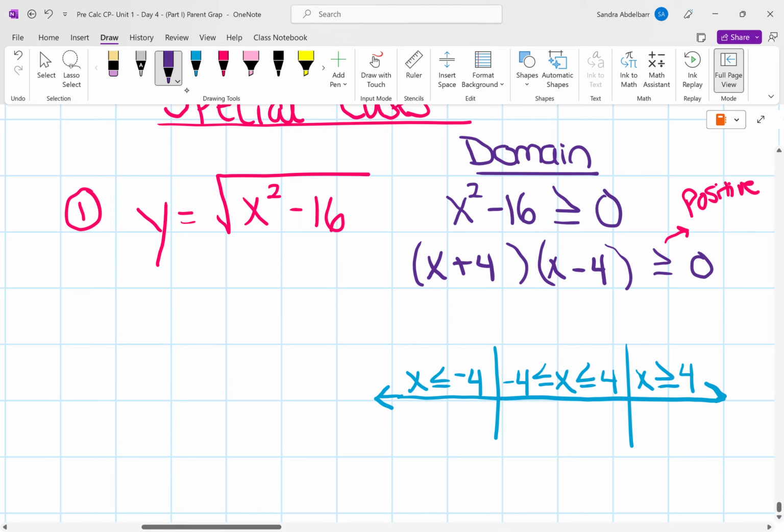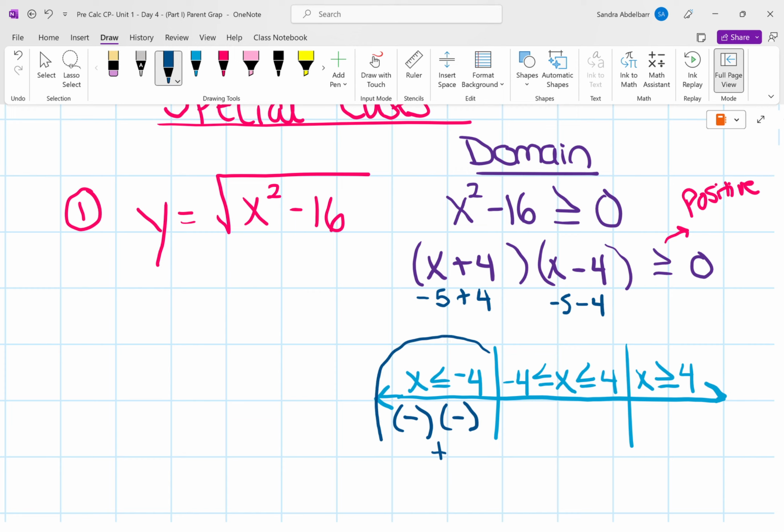Negative 5, perfect. So now I'm going to substitute in negative 5. Negative 5 plus 4, isn't that a negative? And then negative 5 minus 4, isn't that also another negative? What's a negative times a negative? Positive. So guess what? This is a winner. And what else is going to be a winner? The last one. The middle one will not work.